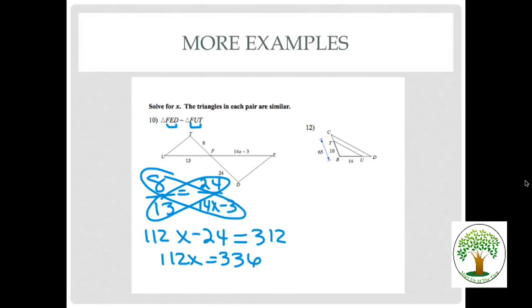Divided by 112 is 3. It's 3. Oh yeah, and that would be it right here. That's what I got. I'm just going to do this separate and then see what. That's what I got as well.